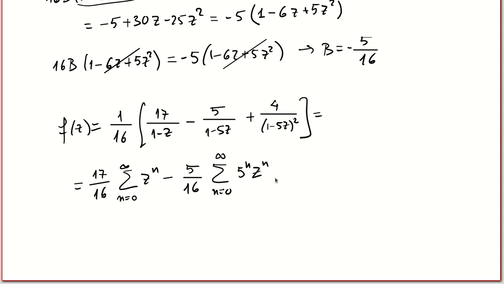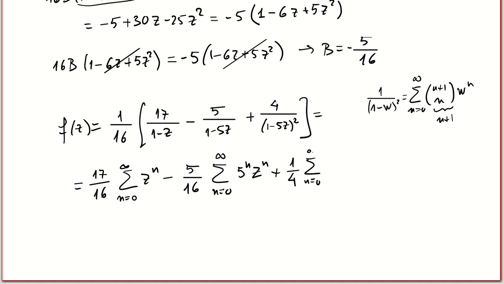And finally, I have this, which is 4 over 16, which is 1/4, right? And then I have this fraction, this is 1 over 1 minus w squared, and that is, remember, the sum from n equals 0 to infinity of n plus 1 times w to the n, sorry, w to the n. Okay, so this is the sum, 0 to infinity, n plus 1, and then w, which is 5z, so it's 5 to the n, z to the n.